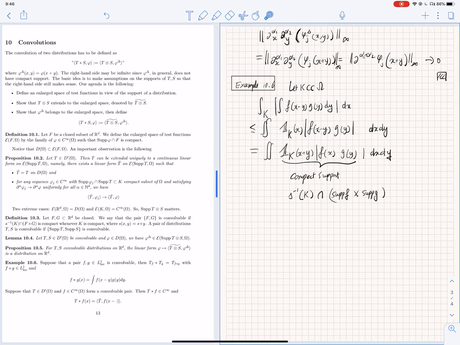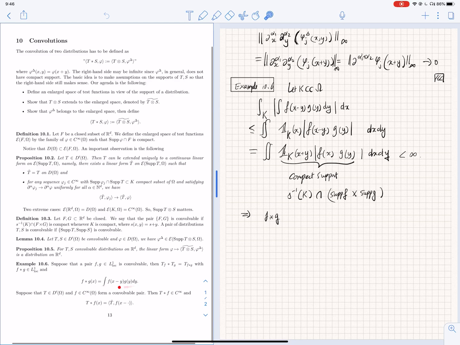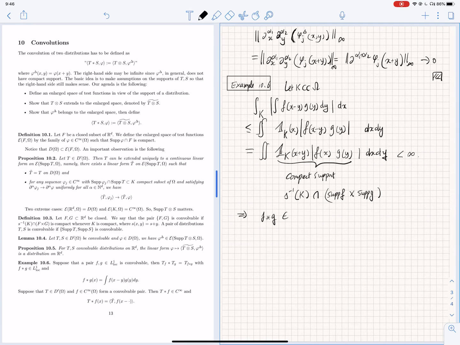And according to the definition, the assumption that f and g are convolvable, this set is compact. So we're all good. This means that it's finite, which shows that f convolved with g, given by this definition, the classical one, is L1 loc. As long as both functions f and g are L1 loc and f and g are convolvable, there are two conditions, then the convolution in the classical sense is also L1 loc.